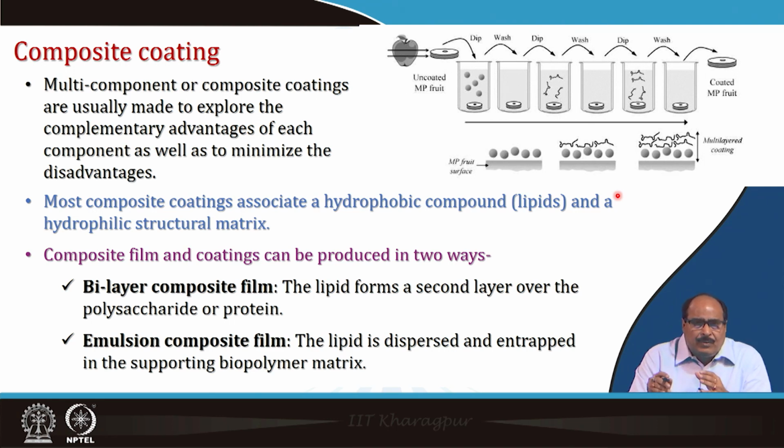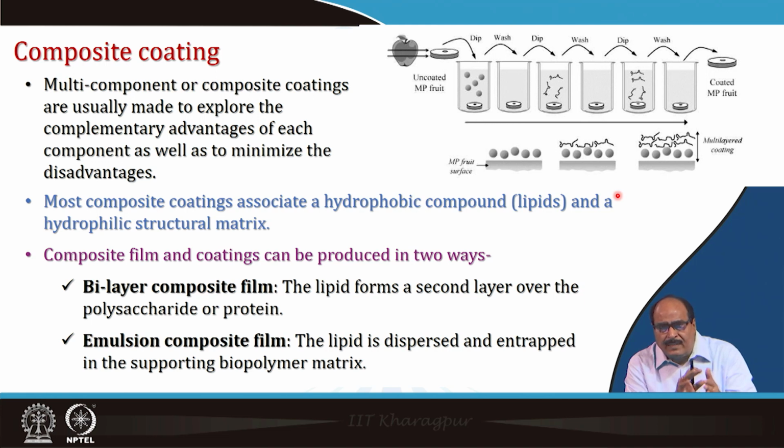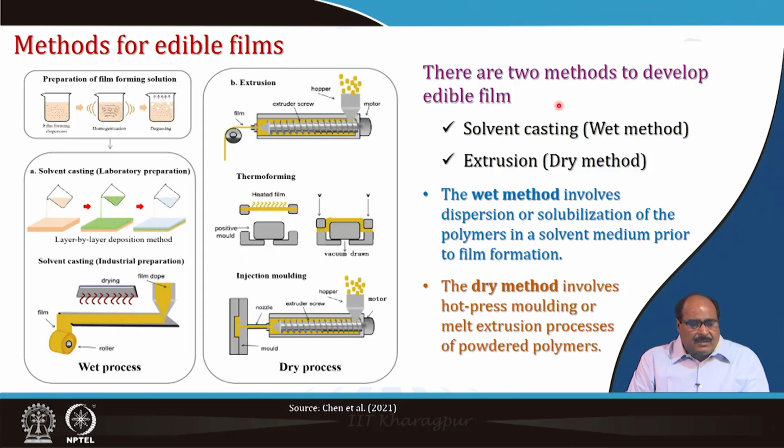The composite films and coatings can be produced in two ways: either bilayer composite coating, where the lipid forms a second layer over the polysaccharide or protein, or emulsion composite coating, where the lipid is dispersed and entrapped in the supporting biopolymer matrix. You can see here that the uncoated fruit is dipped into this solution, then washed, then dipped into the other solution, and washed again. In the process, multiple layers are applied over the fruit surface.